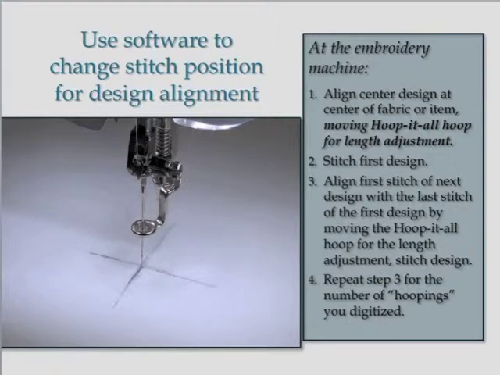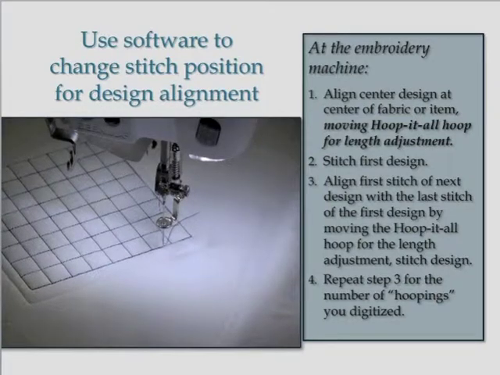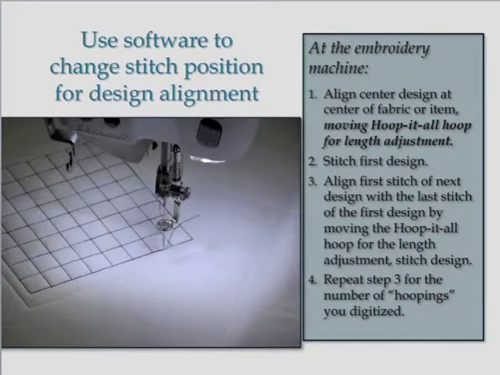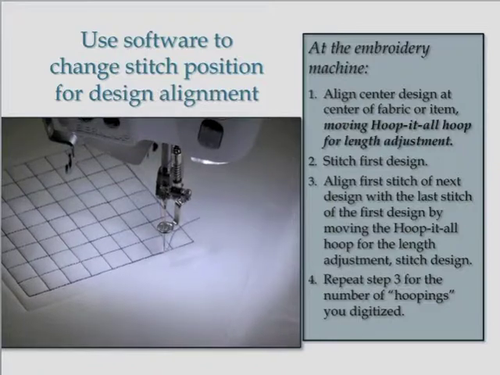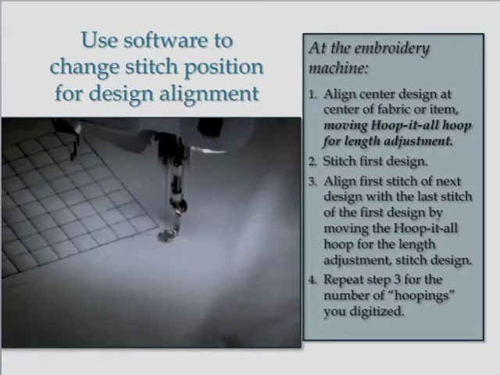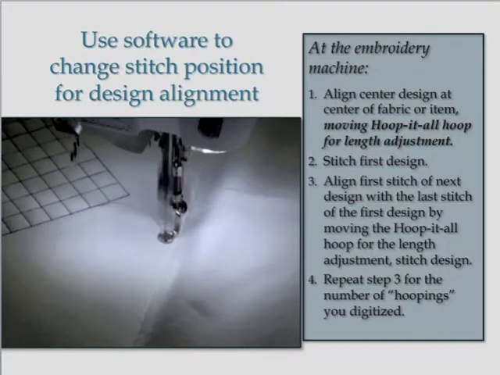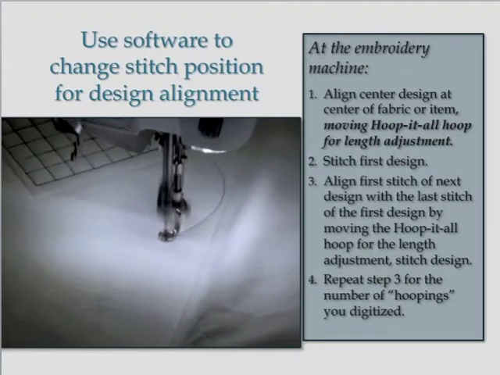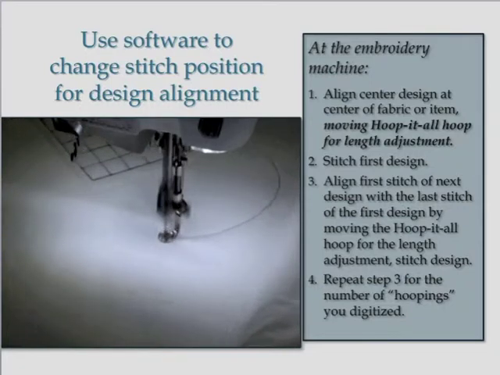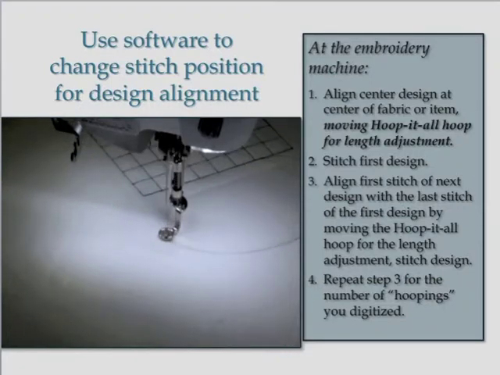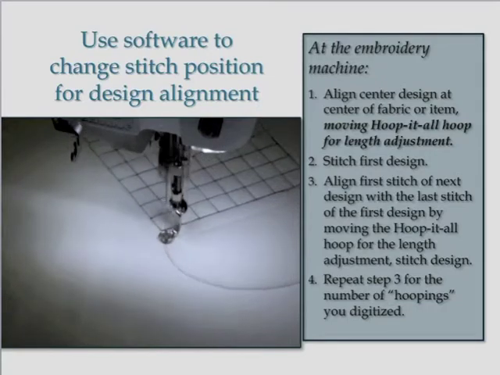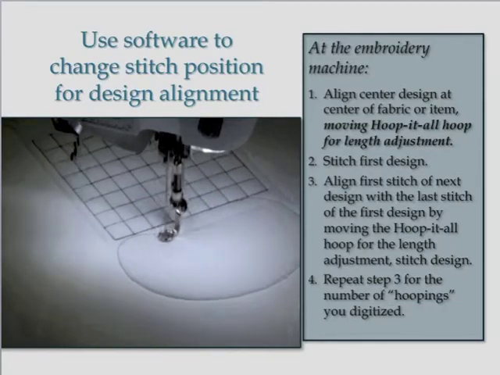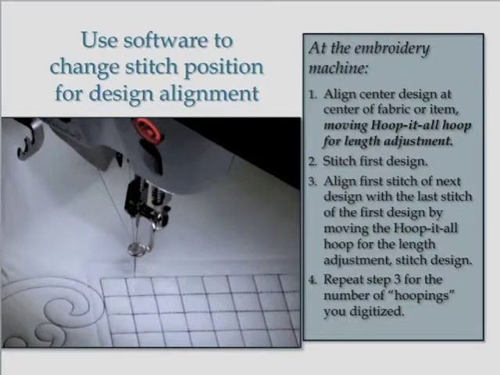The machine needle is aligned with the center of the first design object. The Hoop-It-All hoop is adjusted and secured into place. To adjust the hoop for the second design, loosen the screws on the bracket and shift the hoop so that the first stitch of the second design is aligned with the last stitch from the first design. Tighten the bracket screws. Then make any necessary width adjustments within the embroidery machine until the needle aligns with the last stitch. Stitch the second design.